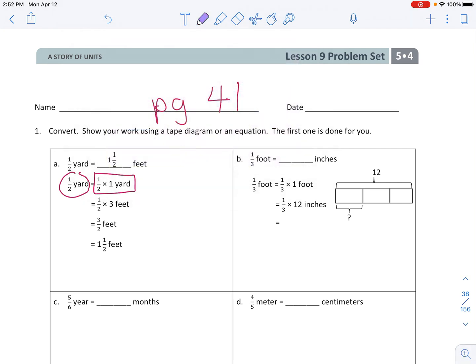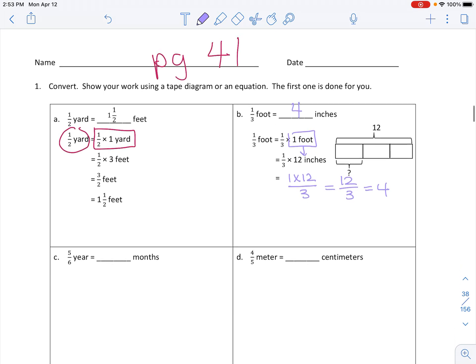Letter B, we want to convert 1/3 of a foot into inches. They've started it off. 1/3 of a foot is the same as 1/3 times 1 foot. We replace 1 foot with 12 inches because 12 inches is the same as 1 foot. Now we just have to do our multiplication, 1/3 times 12. Well, now we know this is 1 times 12 over 3. 1 times 12 is 12. Denominator stays the same. And 12/3 is the same as 4 wholes. So our answer is 1/3 of a foot is 4 inches.